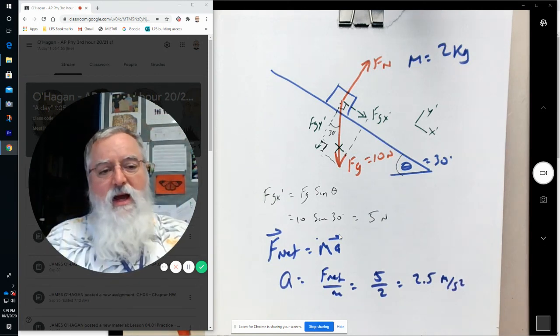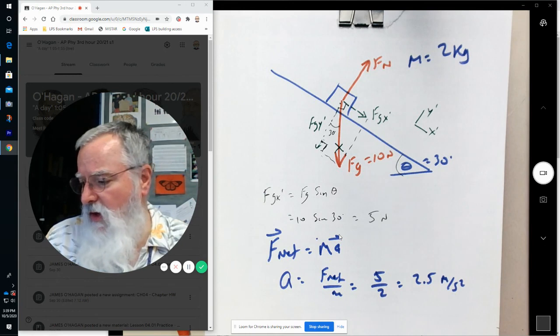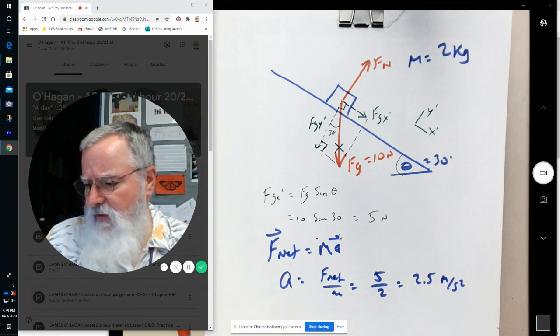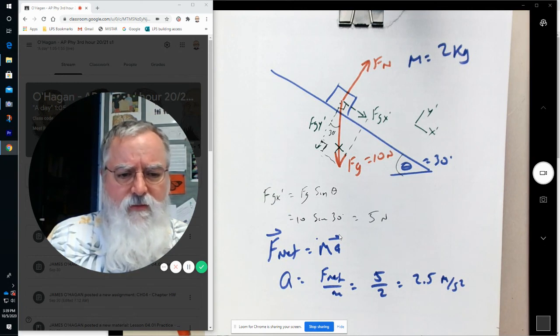Okay, that's how ramps work. Eventually we'll put friction in the ramps and get crazy, but right now that's the basis. All right, have I done everything? I pretty much think I've done everything for our introduction to forces.